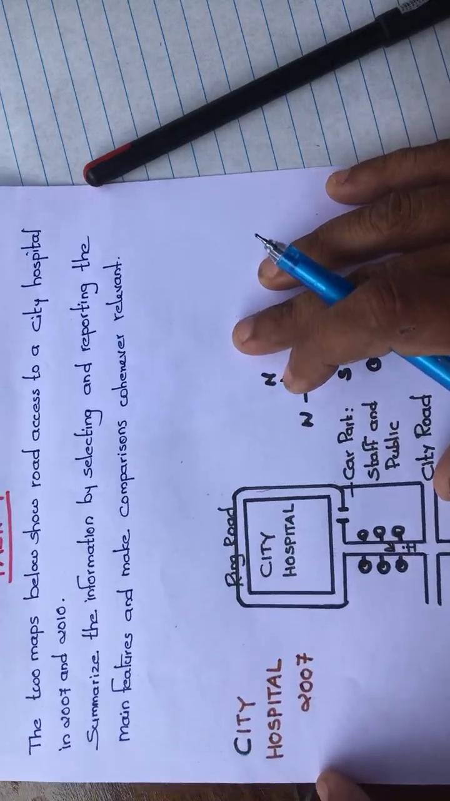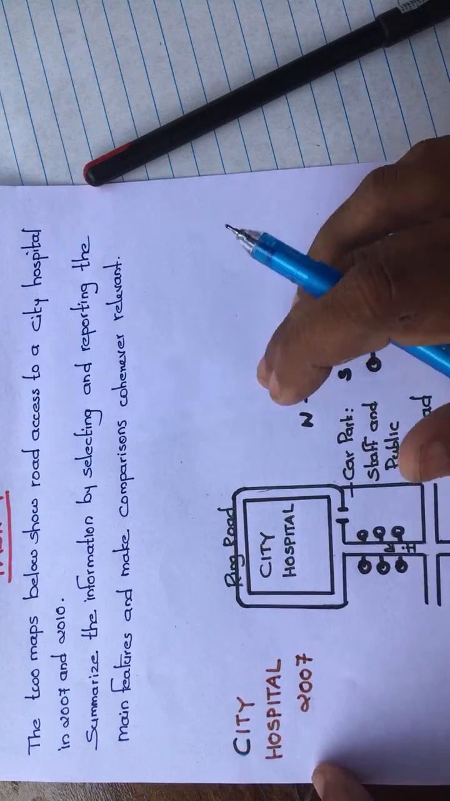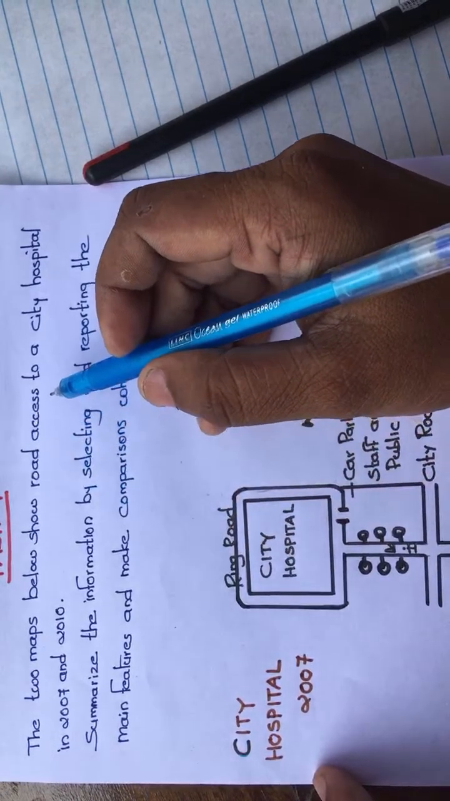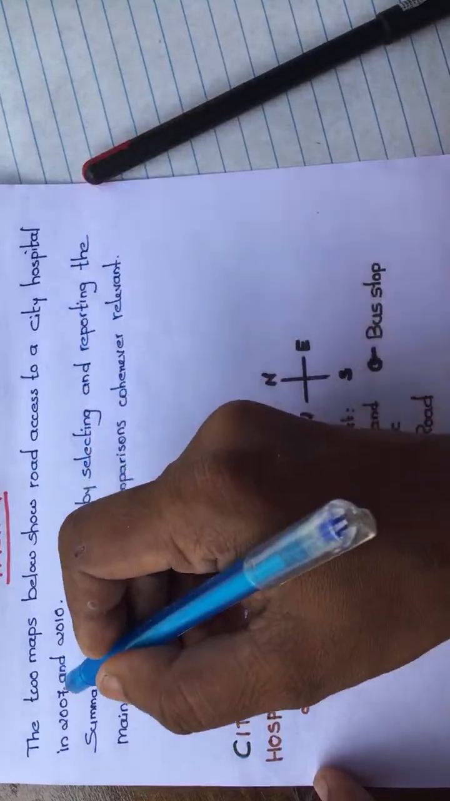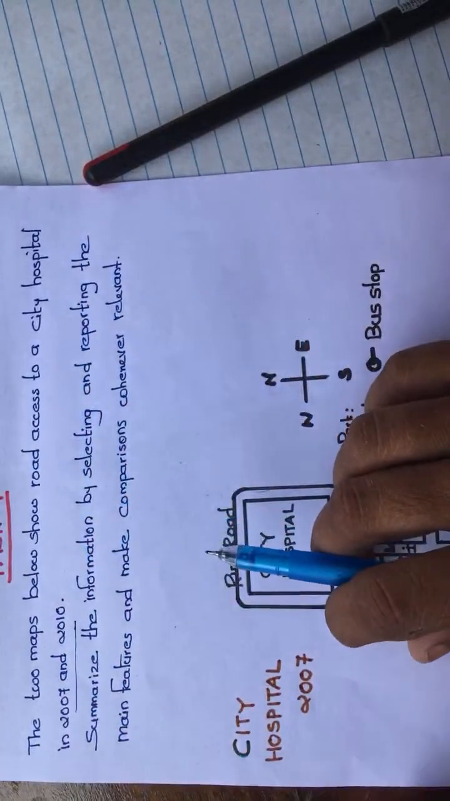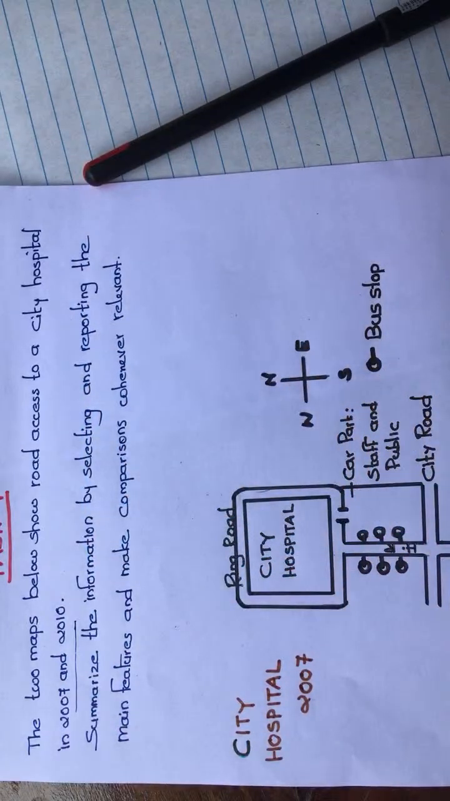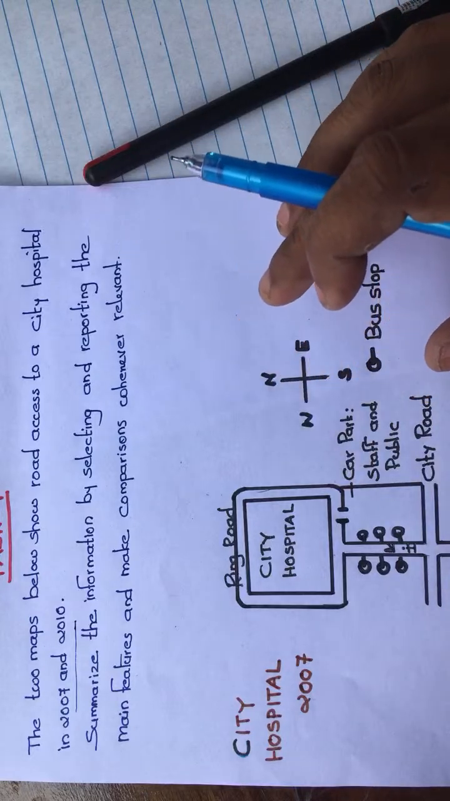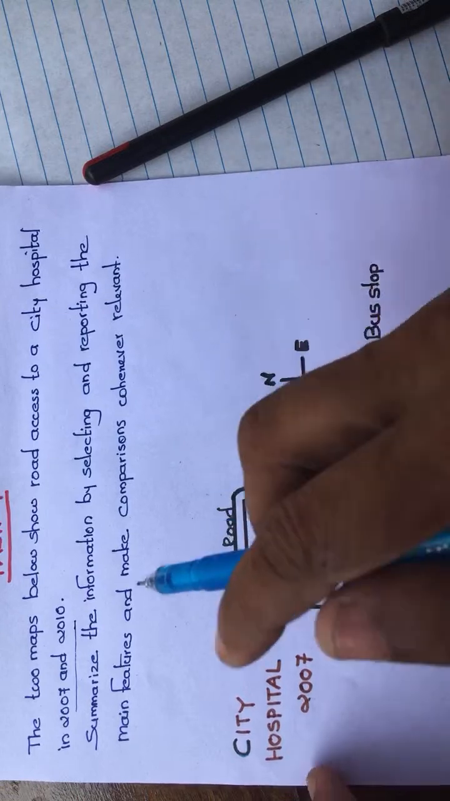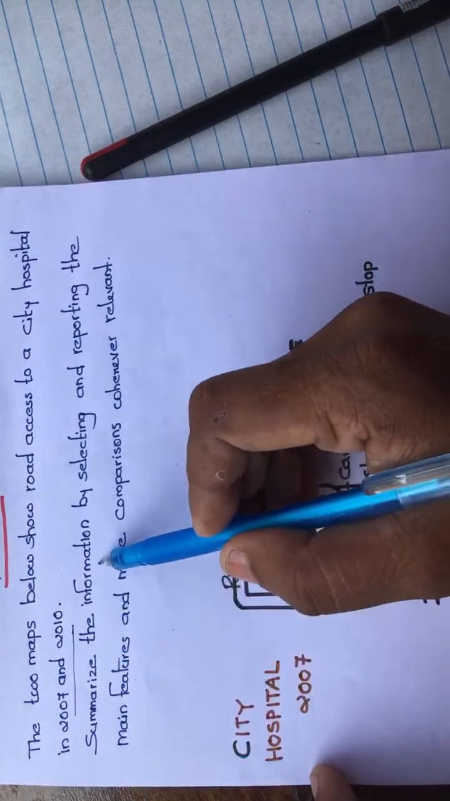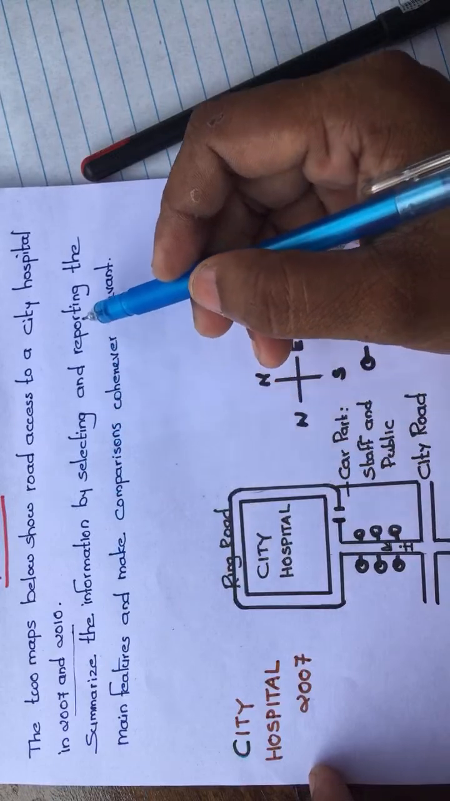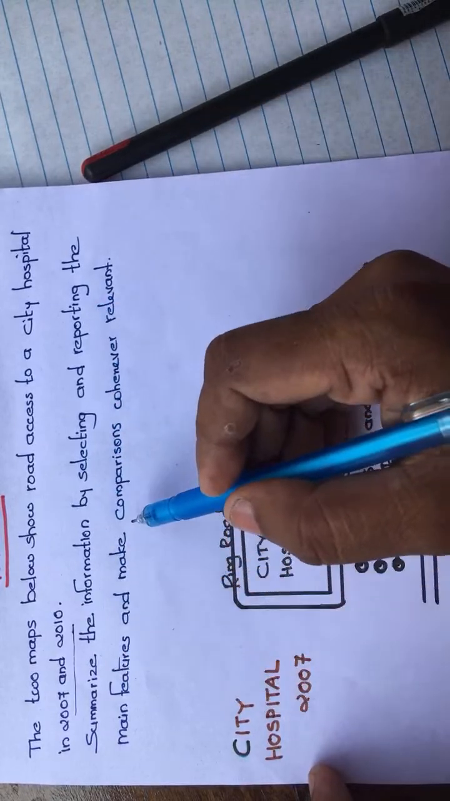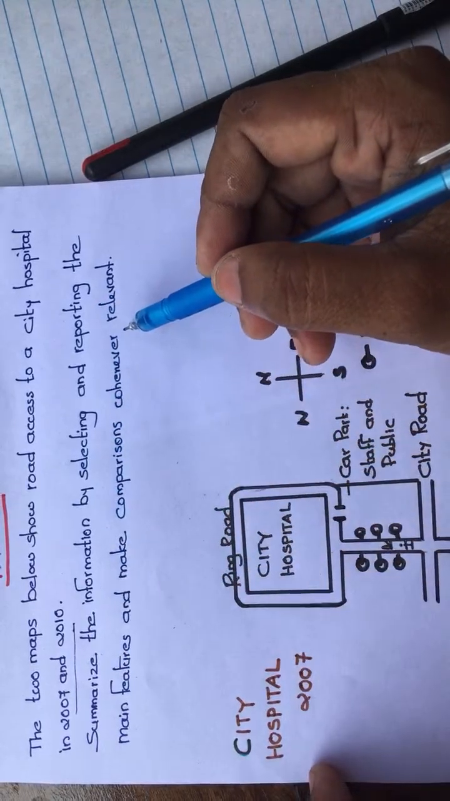So let's see here. The two maps below show road access to a city hospital in 2007 and 2020. So this is all about how you can access a city hospital, and the map is given here. Let's see what they have mentioned. Summarize the information by selecting and reporting the main features and make comparisons wherever relevant.